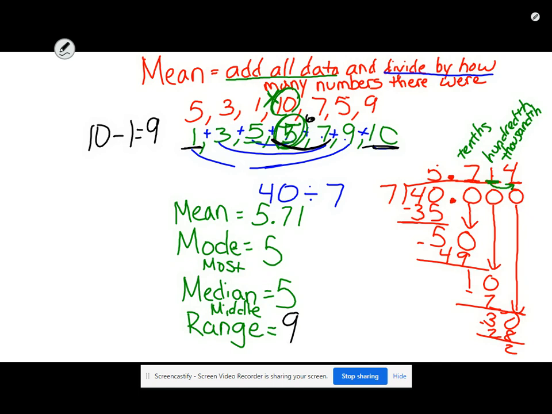So remember when we were doing the box and whisker, and we had to find the interquartile range and the full range? We subtracted the biggest by the smallest.